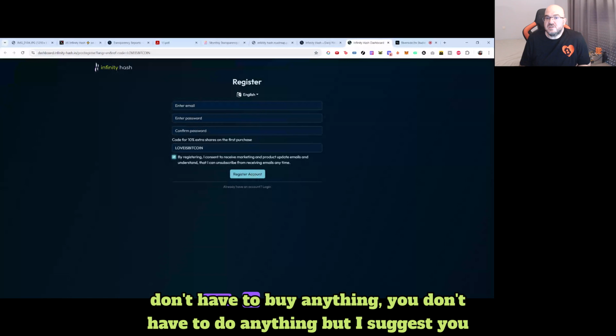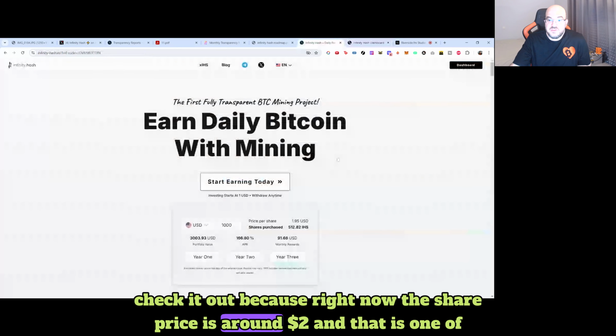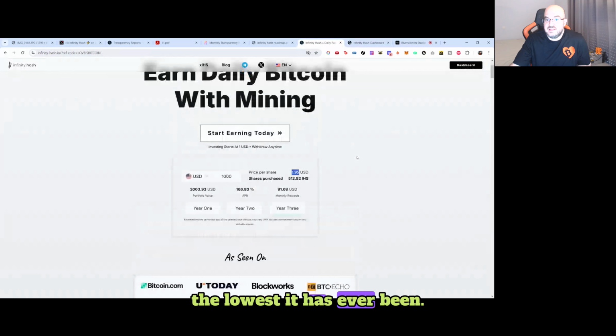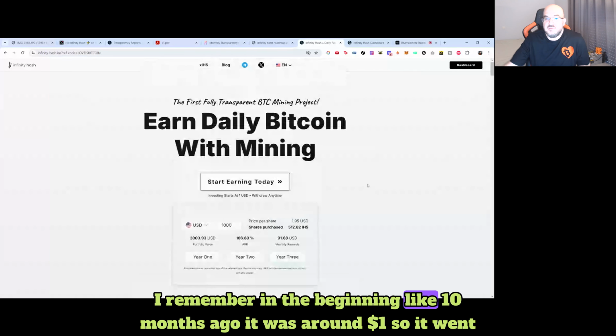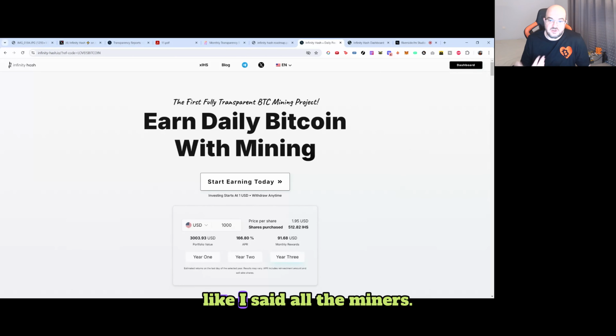And you can just go in, check out the dashboard. You don't have to buy anything. You don't have to do anything. But I suggest you check it out because right now the share price is around $2, and that is one of the lowest it has ever been. I remember in the beginning, like 10 months ago, it was around $1. So it went up because of the halving, because their mining rewards were bigger.